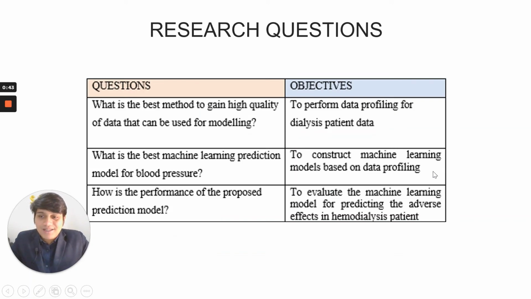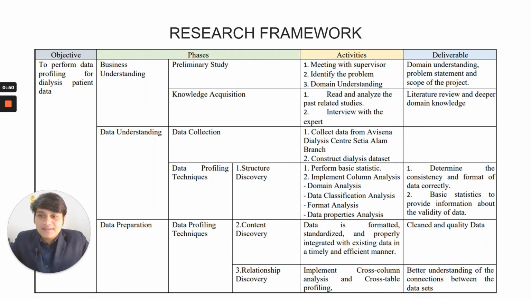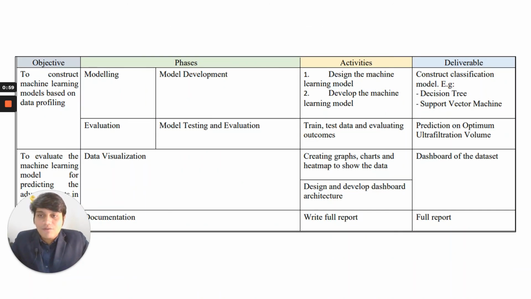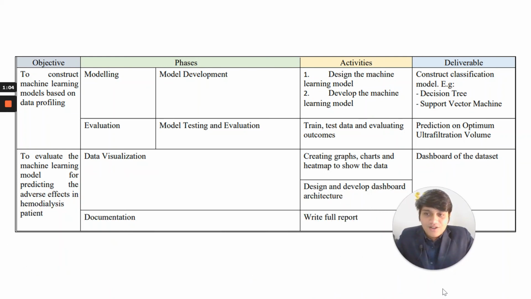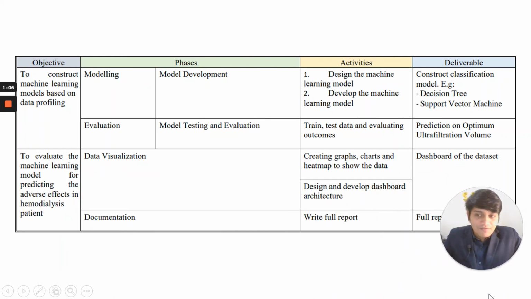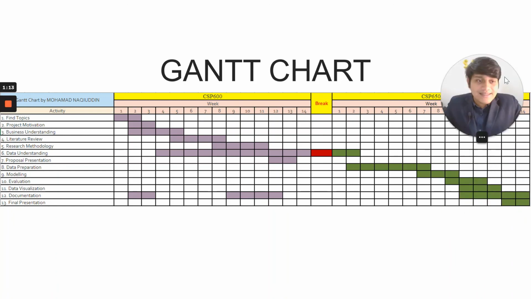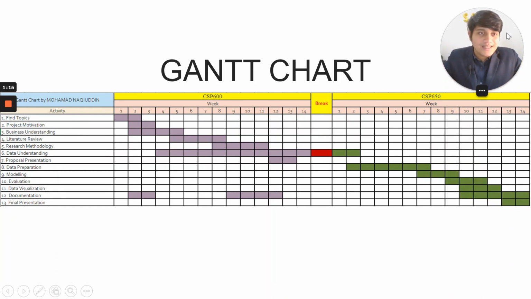These are the research questions that associate with the objectives. These are basically the research framework. For the first objective, we will cover business understanding, data understanding, and data preparation. For the second objective, we will cover modeling and evaluations. And for the third objective, we will cover data visualization and documentation. These are basically the suggested Gantt charts that we'll use in this project.